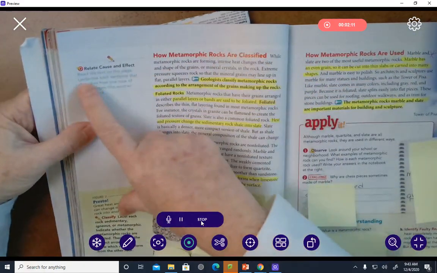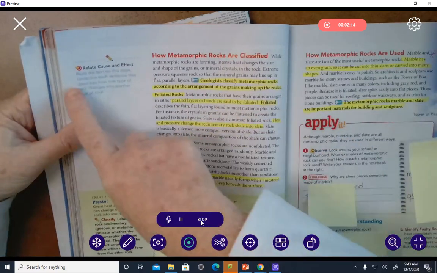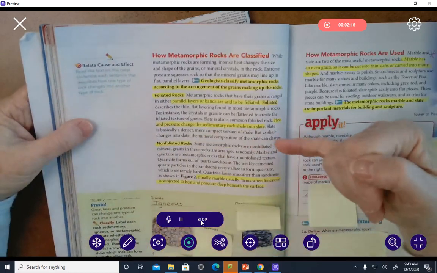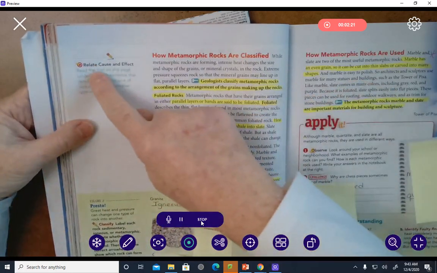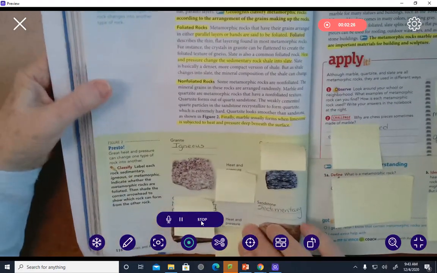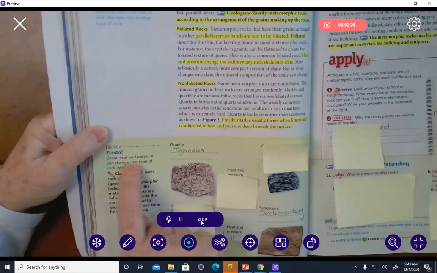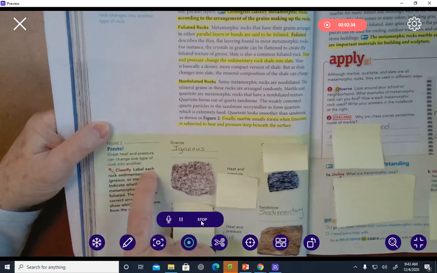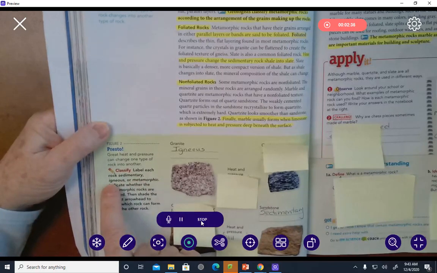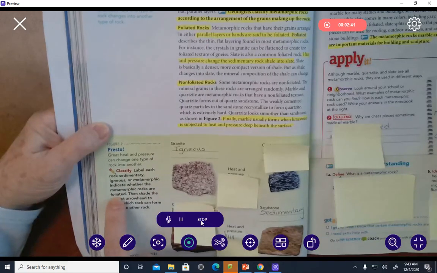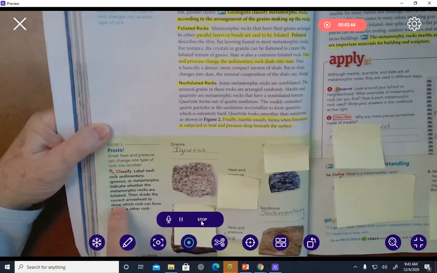If you went over here, it says read the text on this page, underline each sentence that describes how one type of rock changes into another. So what they were doing, if you did this, is they were helping you answer this bottom right here, that great heat and pressure can change one type of rock into another. Classify, which means to label each rock either sedimentary, igneous, or metamorphic, and then tell me whether the metamorphic rocks are foliated, and then shade the arrowhead to show which rock can form from the other rock.